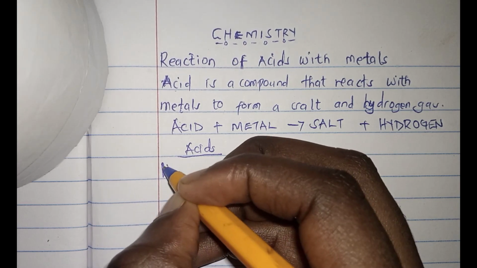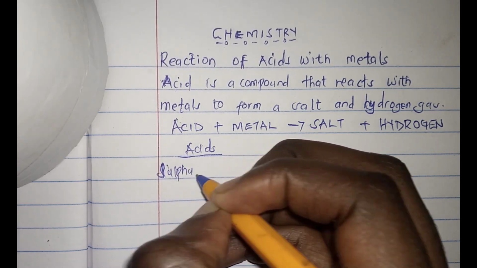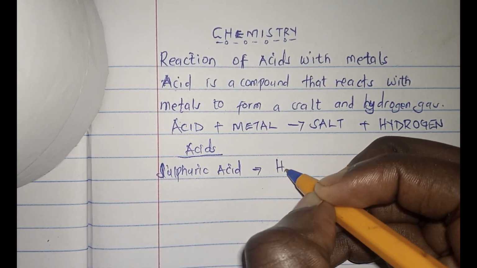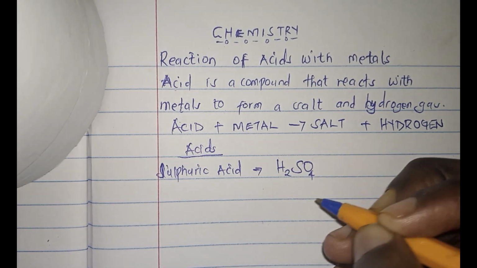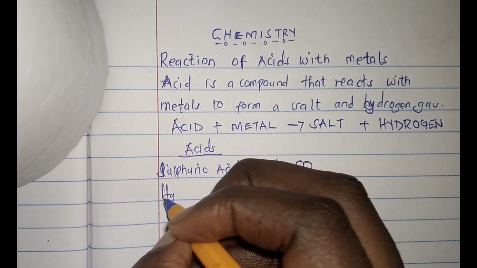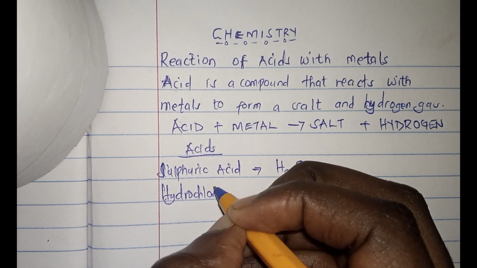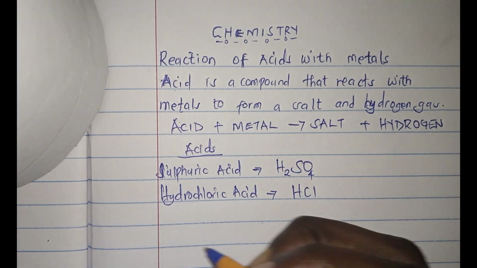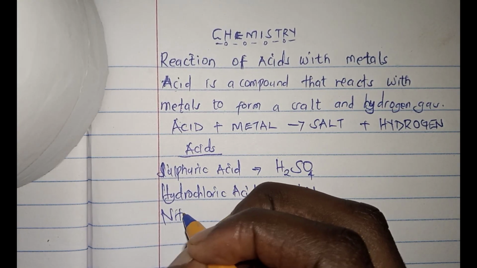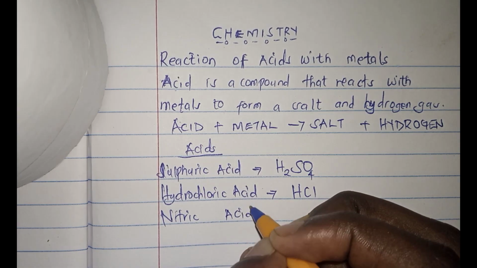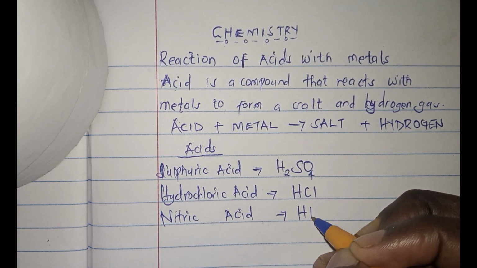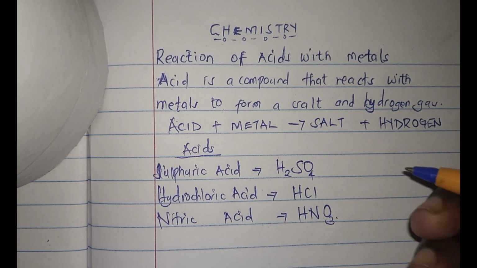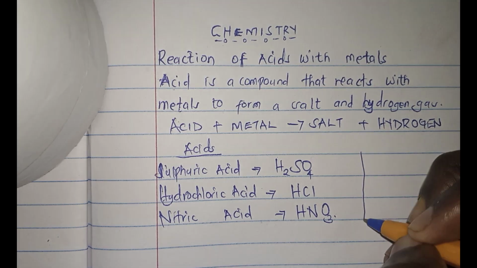So we have several acids. We have sulfuric acid, which is written as H2SO4. This is its symbol. We have hydrochloric acid, HCl. We also have nitric acid, which is written as HNO3. We also have other acids, but let us first look at these three.